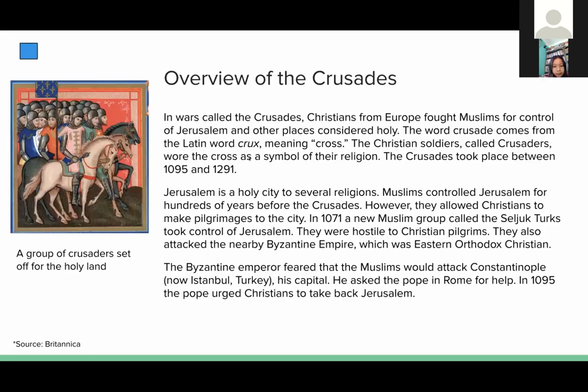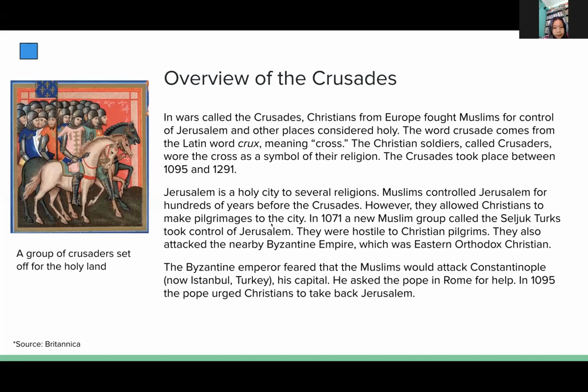Next slide. The Crusades. So the Crusades were wars that Christians fought against Muslims for control of Jerusalem, and especially the Levant. The word crusade comes from the Latin word crux, which means cross, and Christian soldiers called crusaders wore a cross as a symbol of Christianity. Now, it's important to note that Jerusalem is the holy city to basically all of the monotheistic religions, from Muslims to Christians to Jews. All of them see Jerusalem as a very important city.